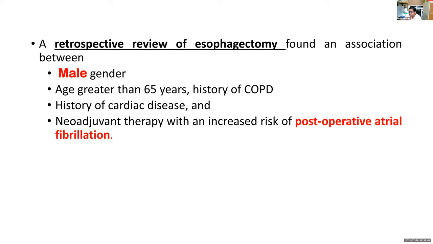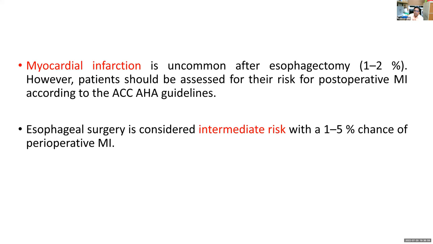And hence, it is very essential to identify the at-risk patients, which are usually patients who are male, more than 65 years, with a history of pulmonary disease, smoking, COPD, history of cardiac disease like CAD or hypertension, controlled or maybe uncontrolled, and those who have received neoadjuvant chemotherapy. So these patients are more prone to these types of cardiac dysfunction and arrhythmias.